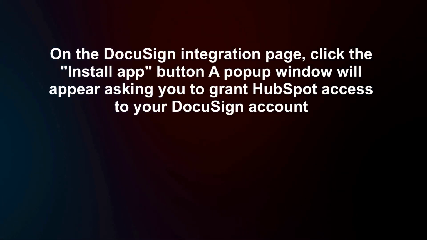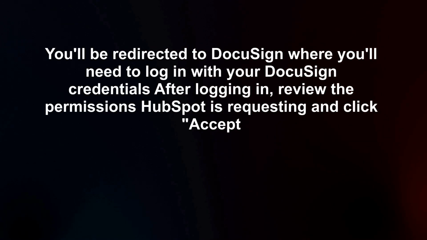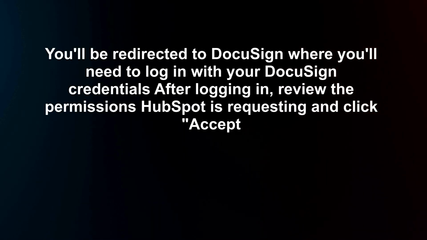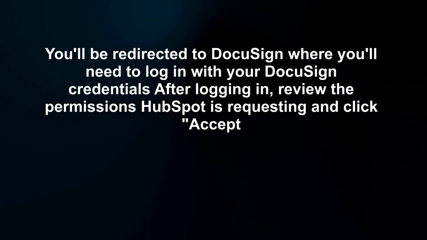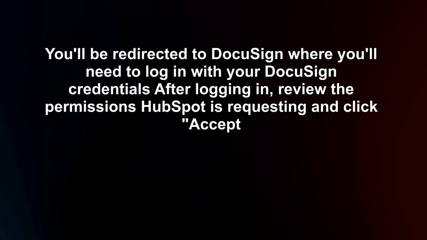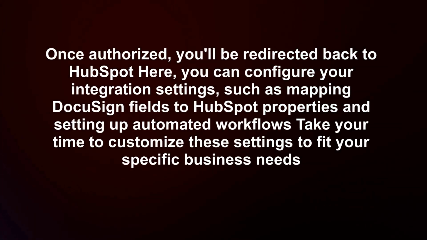A pop-up window will appear asking you to grant HubSpot access to your DocuSign account. You'll be redirected to DocuSign, where you'll need to log in with your DocuSign credentials. After logging in, review the permissions HubSpot is requesting and click Accept. Once authorized, you'll be redirected back to HubSpot.